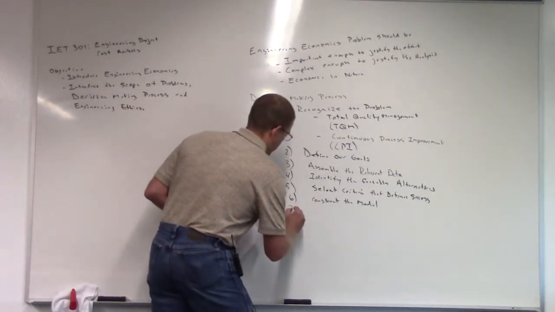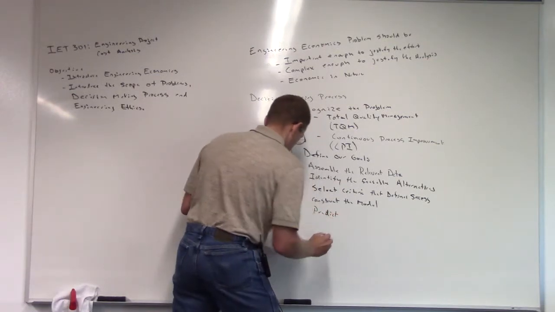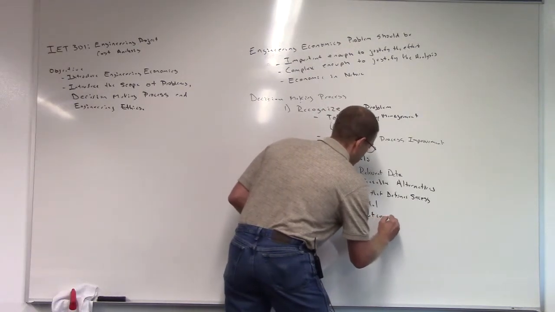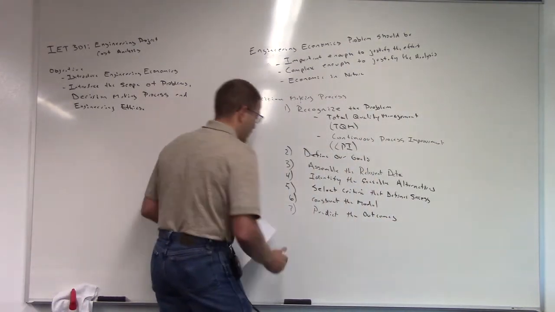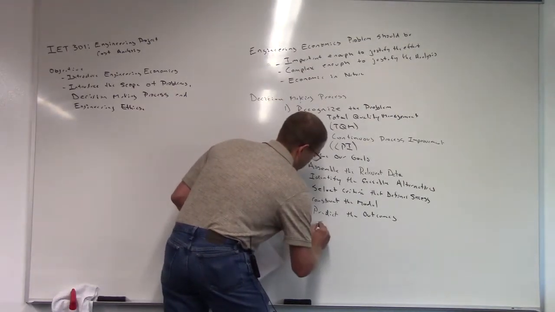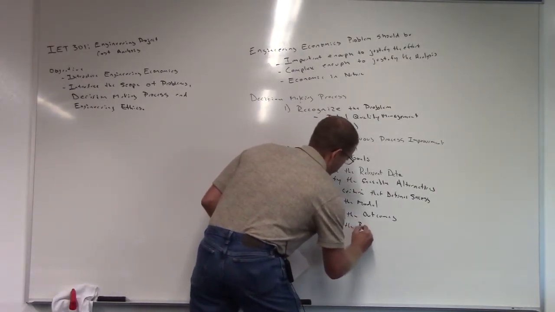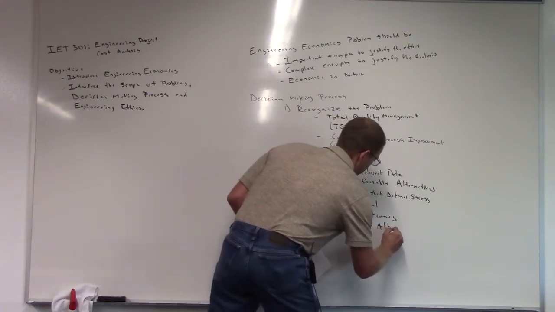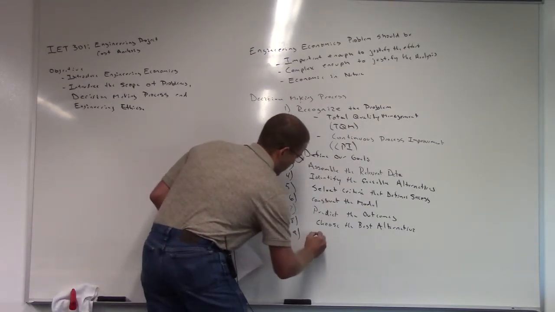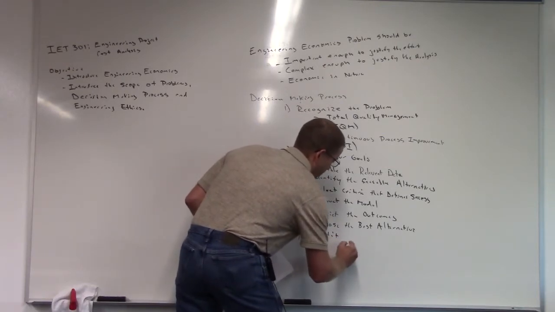7, we go through and predict the outcomes so that we know what to expect. Step number 8 is choose the best alternative. And finally, step number 9 is audit the results. See how we did in the decision-making process.